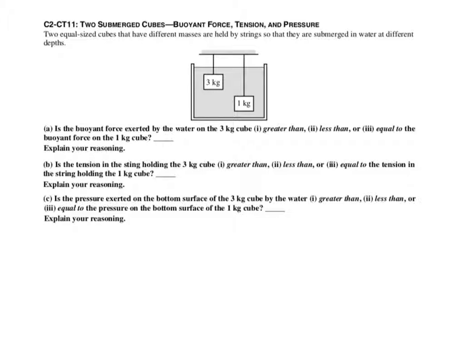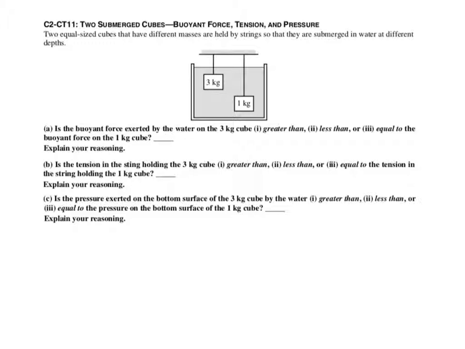Chapter 15, sample problem number 14. Two equal-sized cubes that have different masses are held by strings so that they are submerged in water at different depths. And we want to know for each of the following, is the buoyant force on the 3 more than on the 1? Is the tension in the string holding up the 3 more than on the 1? Or is the pressure on the bottom of the 3 more than on the 1?